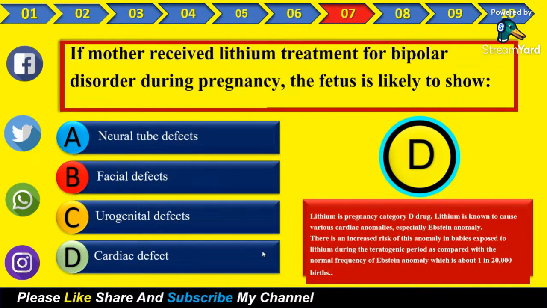Correct answer here is D. Lithium is a pregnancy category D drug. Lithium is known to cause various cardiac anomalies, especially Ebstein anomaly. There is an increased risk of this anomaly in babies exposed to lithium during the teratogenic period as compared with the normal frequency of Ebstein anomaly, which is about 1 in 20,000 births. So the correct option here is D, cardiac defect.